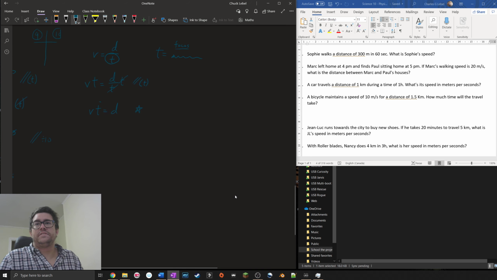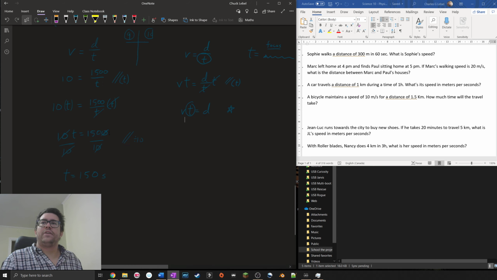But again, my focus is t, so I'm trying to get that t alone. So t right now is multiplied by v. We don't want that. So what's the opposite of multiply by v? Just like we did here, v in this case is 10, so we divided by 10. V in this case is v, so we're going to divide by v.